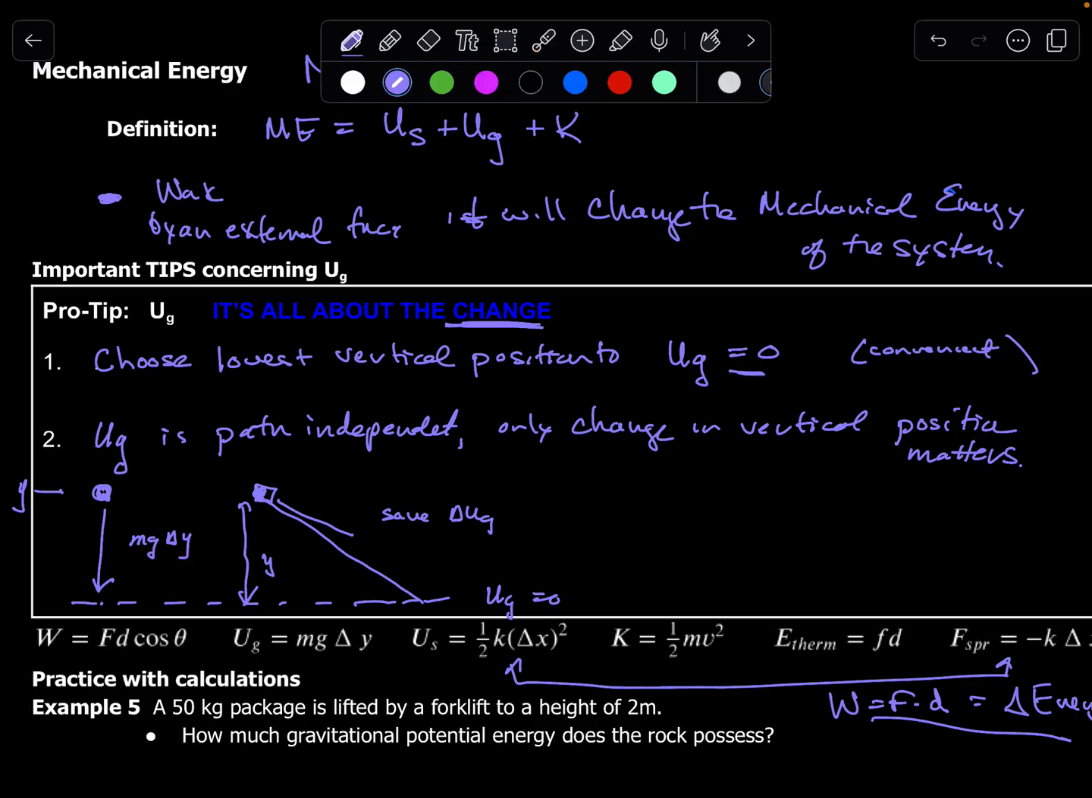Taking that one step further, I could keep that block and put it on some really weird loop-de-loop slide and have it do all kinds of crazy things and end up here. As long as this change in vertical position is the same as all the others, this block still has the same change in gravitational potential energy. So this is what we mean by path independent. It doesn't matter how it goes from its initial vertical position to its final vertical position. We're just looking at the change.